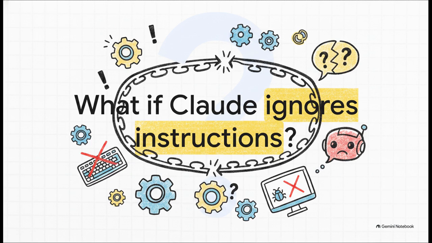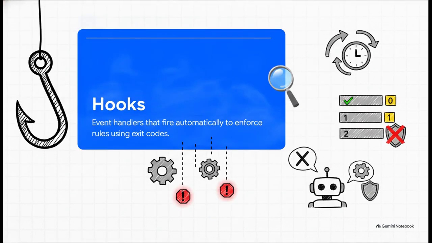So what exactly do you do when Claude strays from the rules? The fix here is hooks. Hooks give you pure deterministic control. They're event handlers configured right in your settings.json that fire off your shell scripts automatically at very specific points. Every single time, no exceptions.